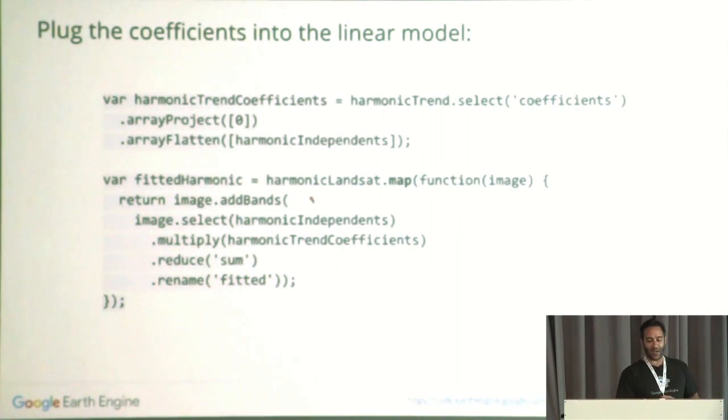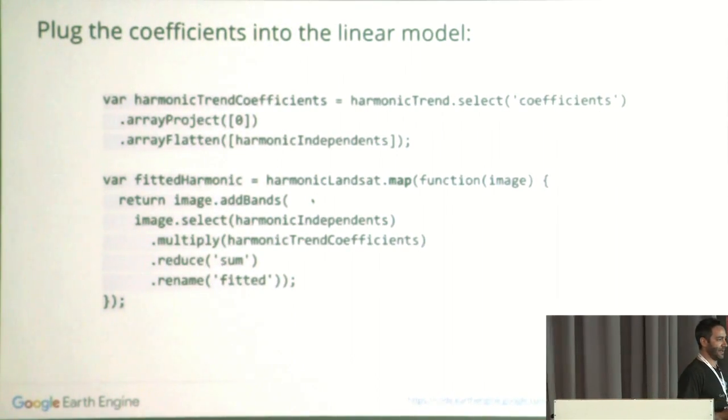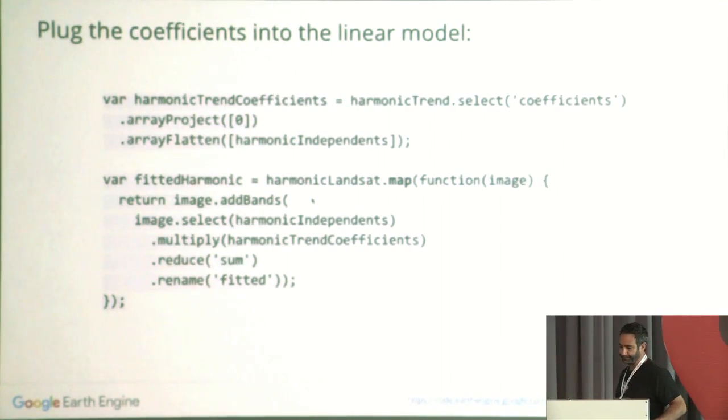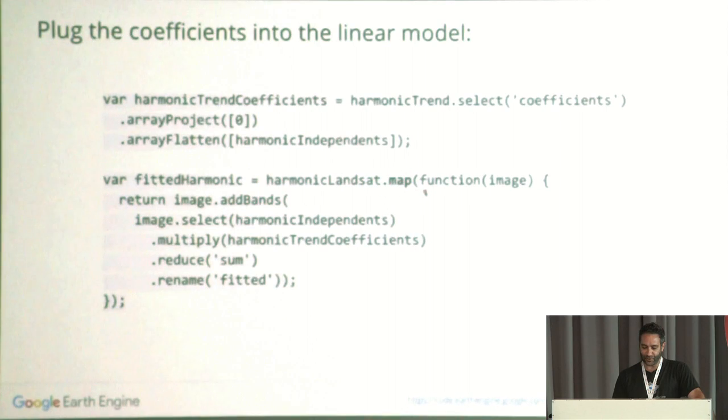And now we can compute the fitted values. And the way we compute the fitted values is, again, analogous to how we did it for the regular linear model. We're going to map a function over our series. And we're going to say, select the independents, multiply by the coefficients, reduce them with the sum, and rename them fitted values. And that's it. Questions about that?